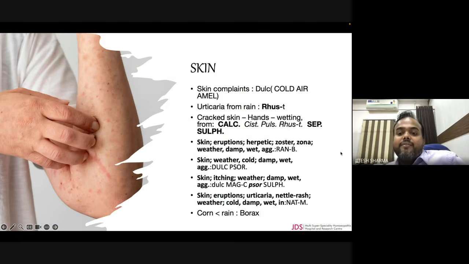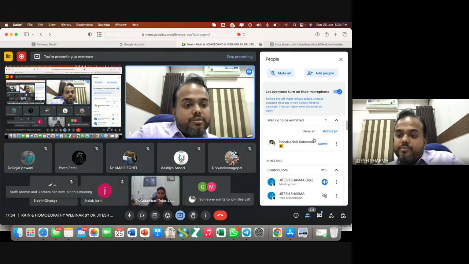Cracked urticaria from rain: Rhus tox. Cracked skin, hands getting cracked from wet, like people who work a lot in water in the damp season, you can think of Cistus canadensis. Yes, beautiful remedy. Sepia, sulfur, Calcarea carb, Rhus tox.